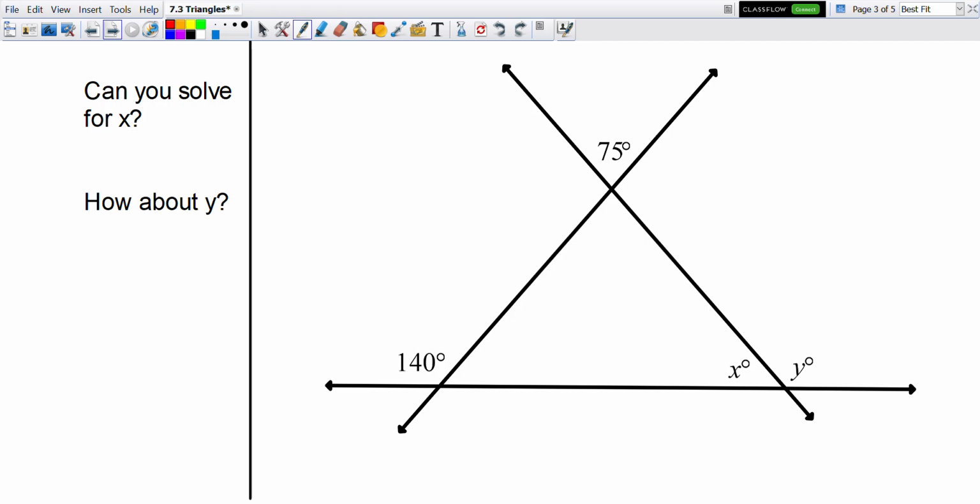Okay, so I want you to pause the video here and see if you can figure out, based on what we've learned in lesson 1 and lesson 2 and now lesson 3, if you can see what angle x, or what the measure is for x and what the measure is for y.